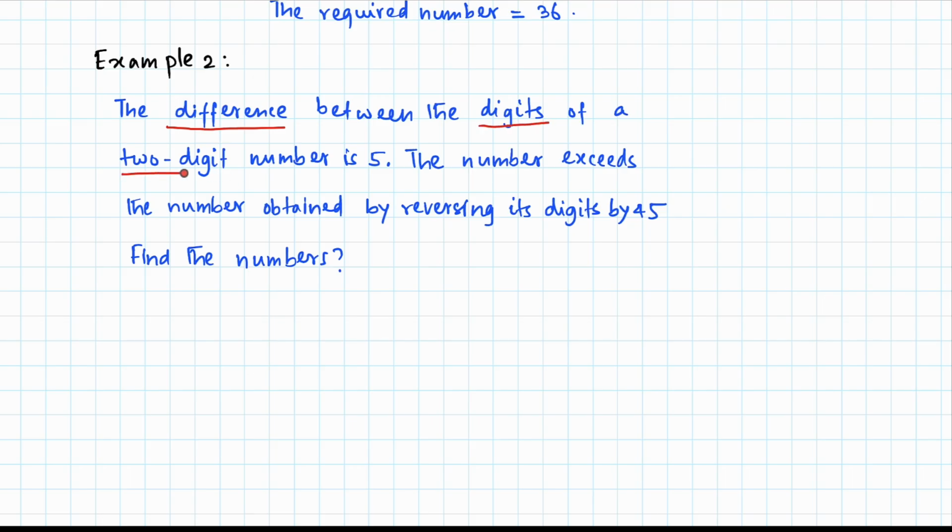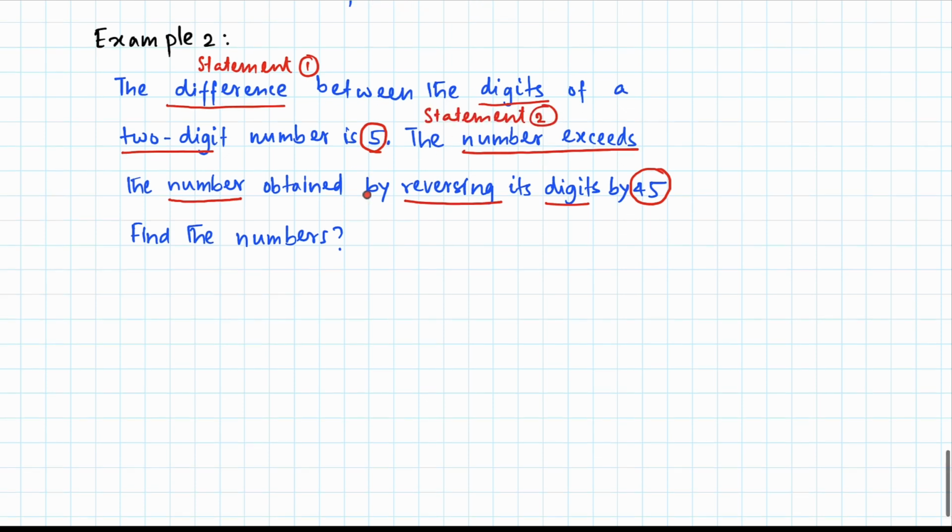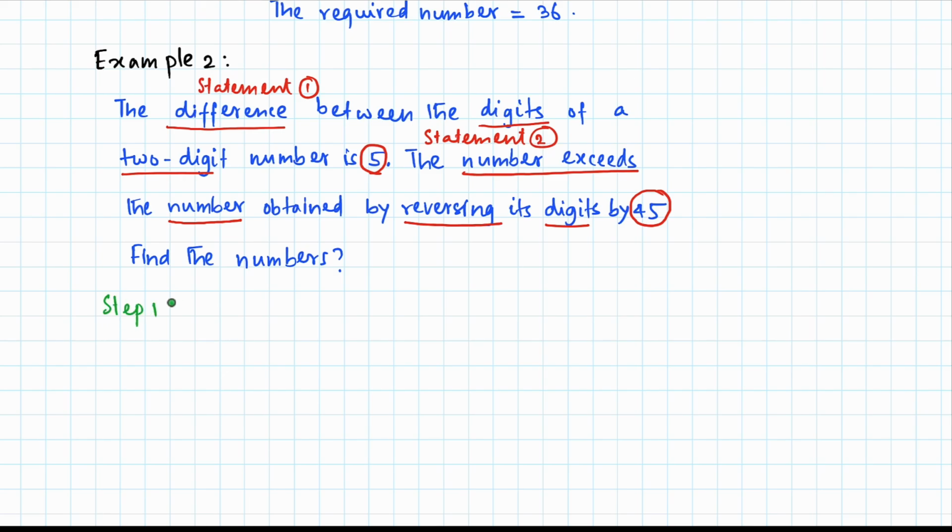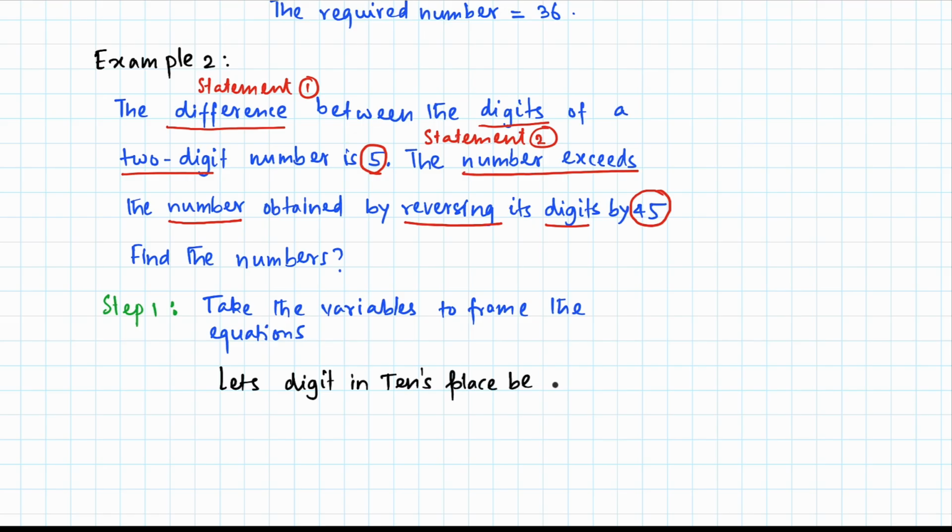The difference between the digits of a two-digit number is 5. The number exceeds the number obtained by reversing its digits by 45. So this is statement 1 and this is statement 2. First you break this into two statements, so that one statement takes care of forming one equation, and another statement the second equation. Find the number. Step 1, take the variables to form the equations. Let the digit in tens place be x and ones place be y.